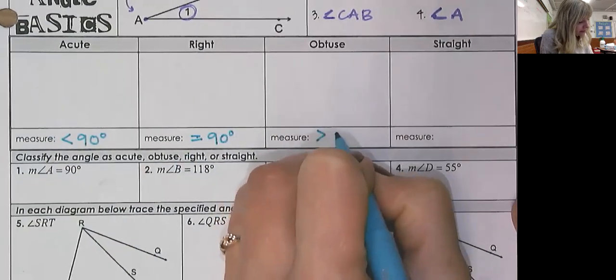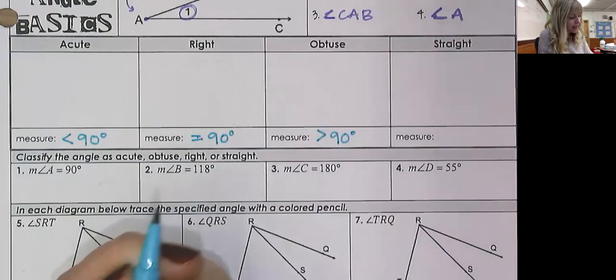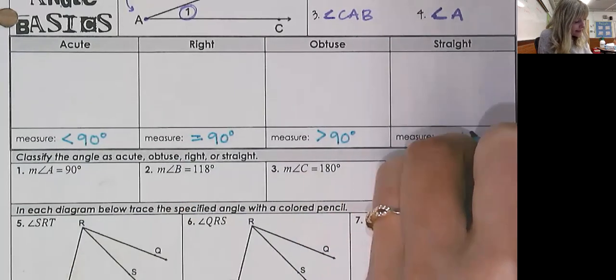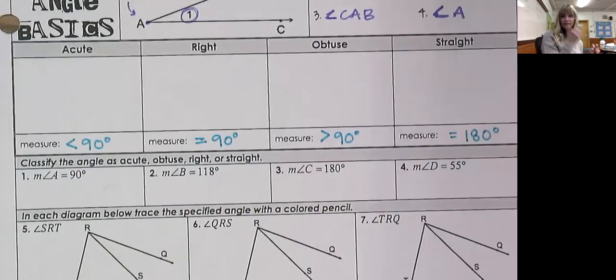Greater than 90 degrees is obtuse. And equal to 180 is a straight angle. Again, those are things you probably heard in elementary. Okay, so let's draw them.